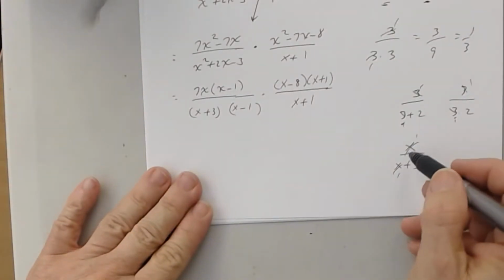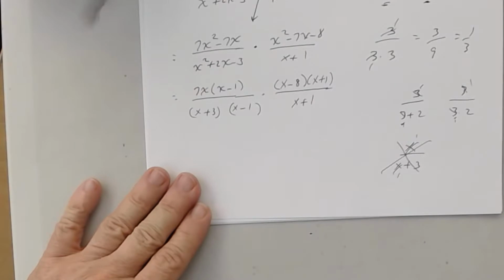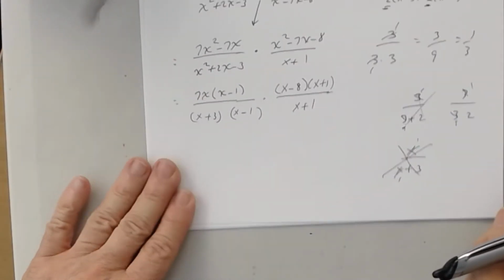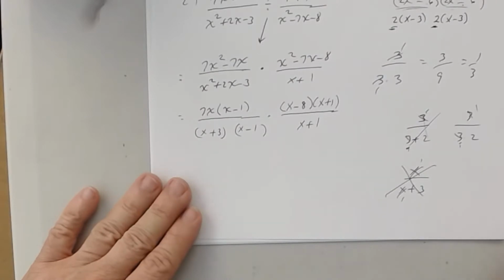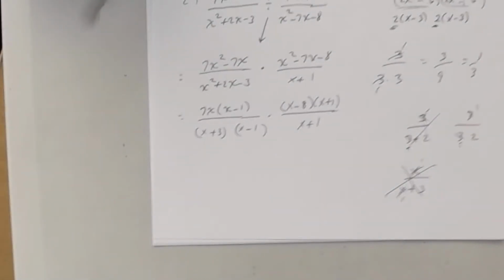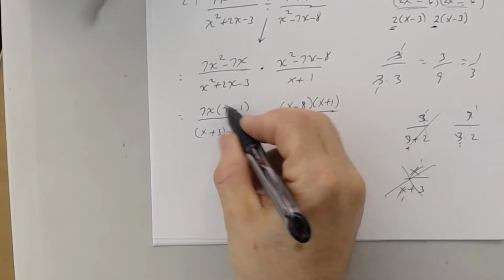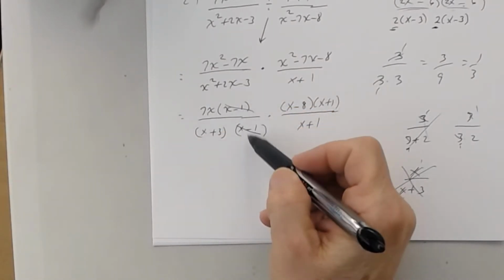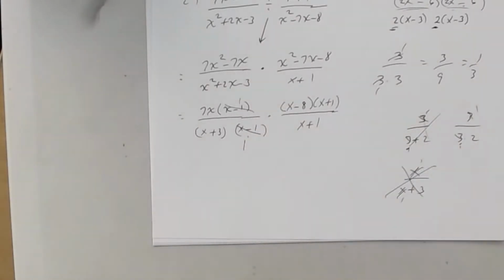So make sure you understand that you cannot do this. Okay? You cannot do this. That's incorrect. What's the next factor you see? X minus 1. Is there a factor of x minus 1 in the denominator? Yes. When I cross them out, make sure you remember that this is division. X minus 1 divided by itself is what number? 1. So I'm left with factors of 1s.